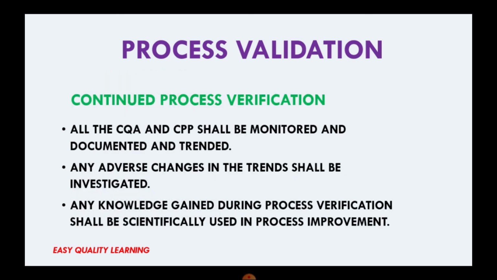Then continued process verification. This is the third part of your process validation. The first part was process design, the second part was your process performance qualification, and the third part is continued process verification. So in continued process verification, whatever critical process parameters and critical quality attributes we have identified, we need to monitor all these parameters batch on batch. Whenever we are releasing the batch, at that time we need to see whether all our critical process parameters and critical quality attributes are within the range we have set in our process validation or not.